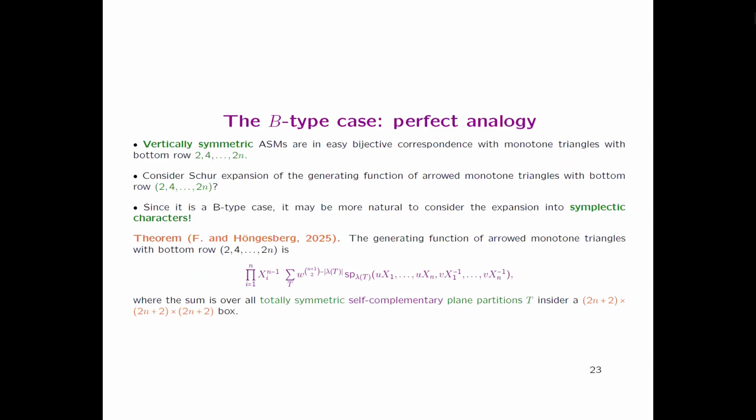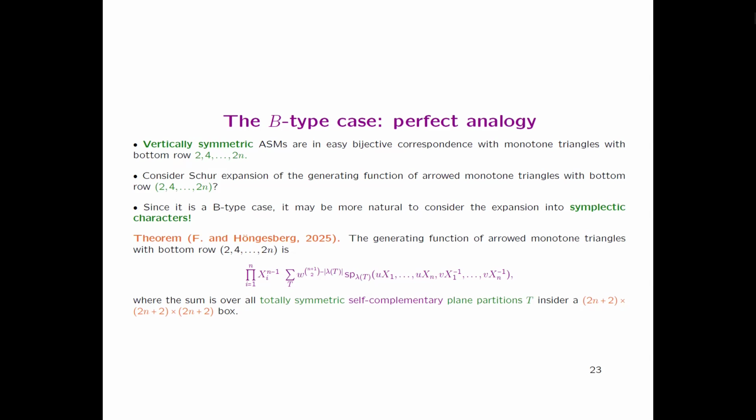Okay, so there's actually a B-type result of that case, which I have with Hans. One can, of course, also consider vertically symmetric plane partitions. These are symmetric with respect to the middle column. And if one thinks about it for a while, that actually corresponds to monotone triangles that have the even integers in the bottom row. And since it's a B-type case, we don't consider the Schur expansion.